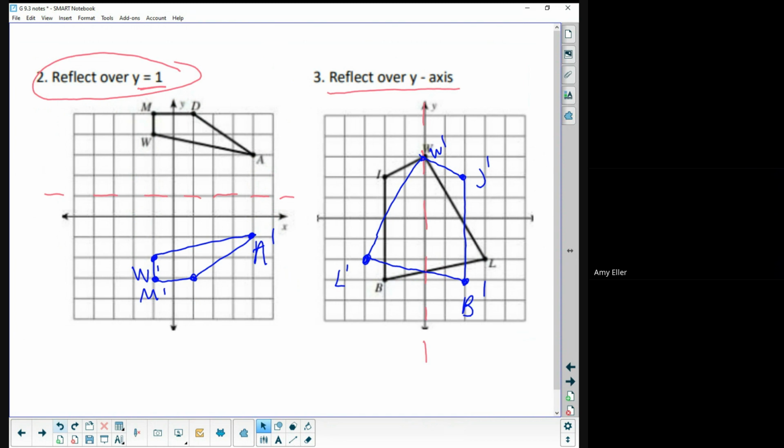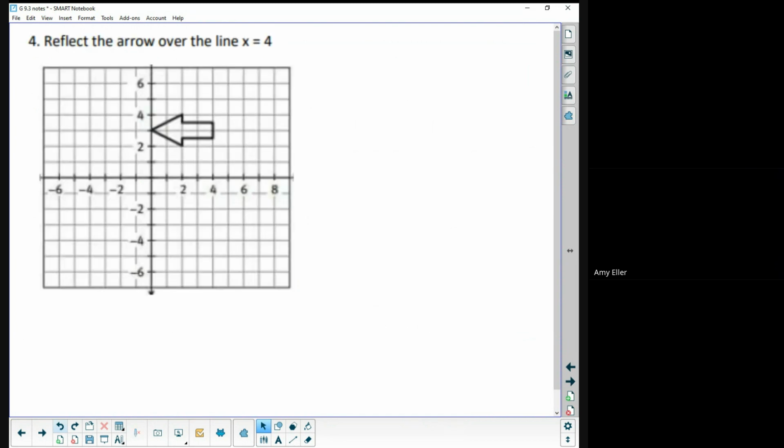Number 4, reflect the arrow over the line x equals 4. Go ahead and draw this line of reflection. X equals 4. We're going over 4 in the x direction. This line is x is 4.